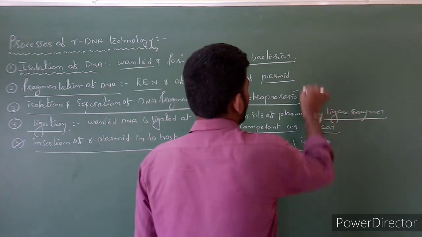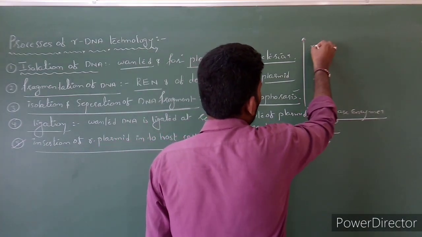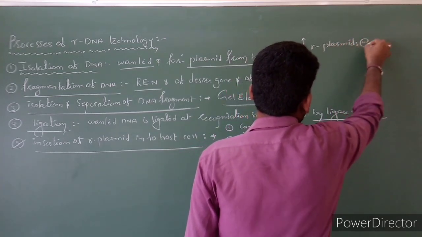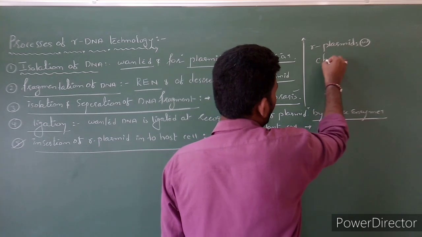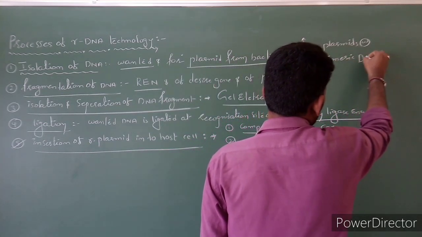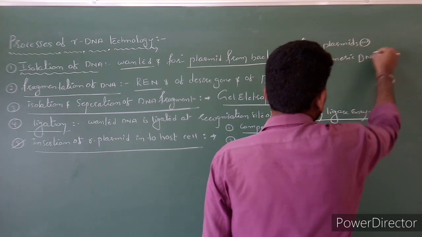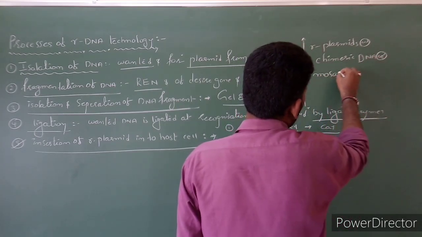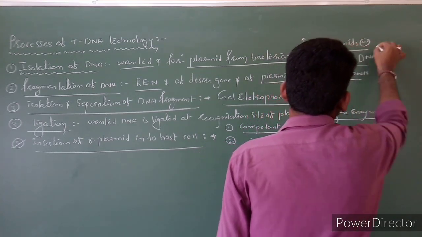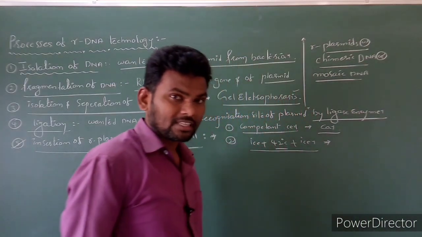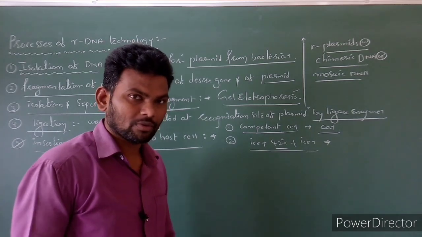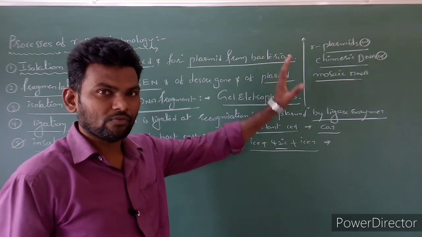Here in exams, the recombinant plasmid is also known as chimeric plasmid or chimeric DNA, and it is also known as mosaic DNA or mosaic plasmid. So these are all the same words: recombinant plasmid, chimeric plasmid, mosaic plasmid, mosaic DNA.